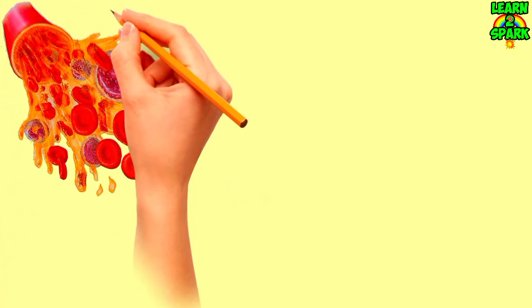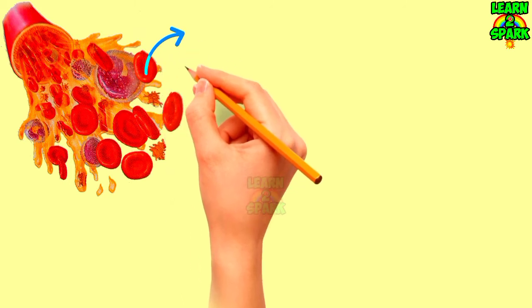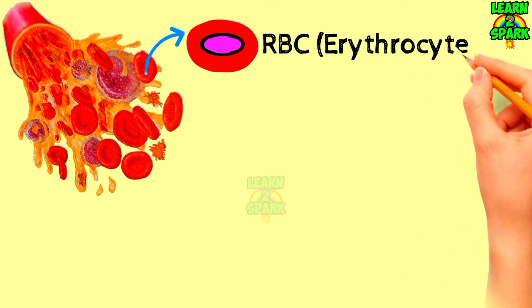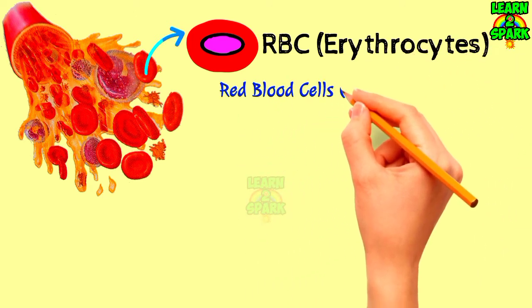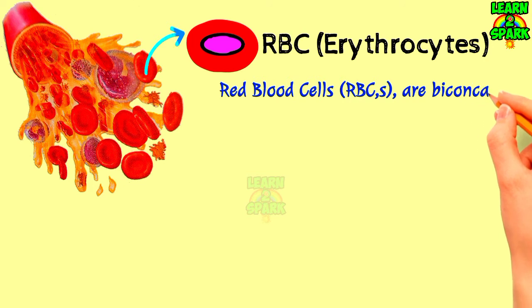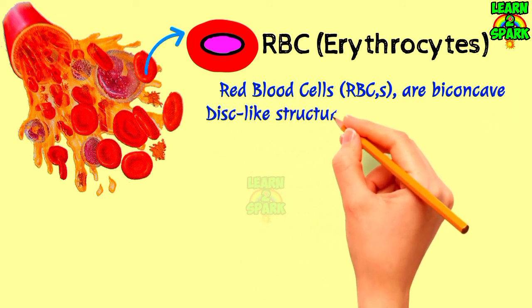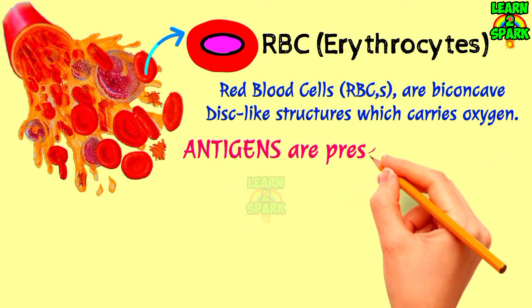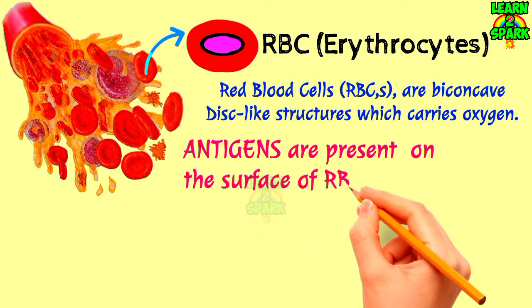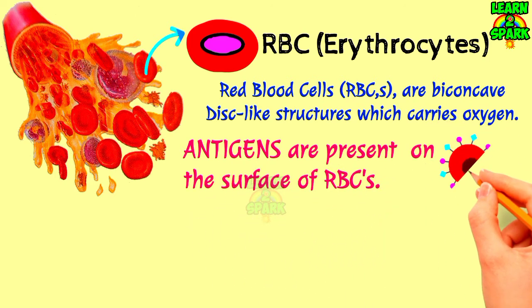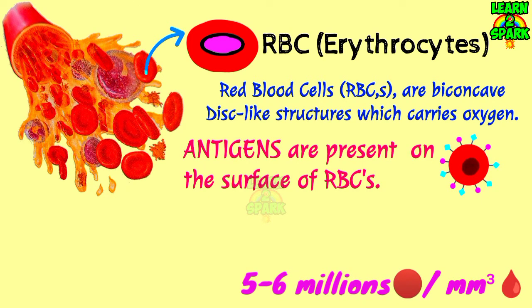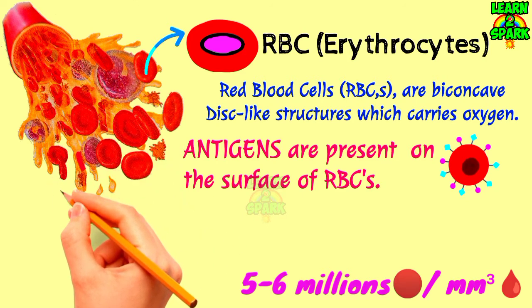Before discussing the ABO system, let's talk about the components of the blood, on the basis of which the ABO system is created. RBC or erythrocytes are the most abundant components of the blood. These are biconcave disc-like structures which basically carry oxygen in the presence of a substance called hemoglobin. Antigens are generally present on the surface of RBCs, looking similar to this. About 5 to 6 million RBCs are present in each cubic millimeter of blood.